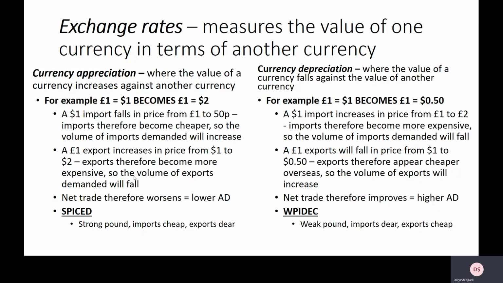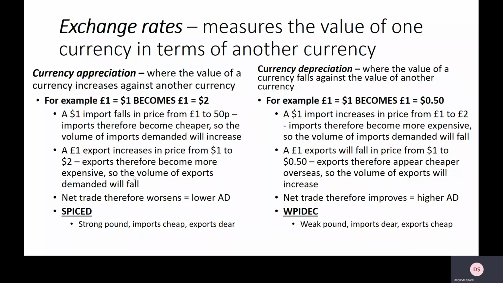Now, at the bottom of the page, you'll see the acronym SPICED. Strong pound, imports cheap, exports dear. If our currency gets stronger, it means that our imports are now cheaper to buy. And look at the example to work it out. If we used to buy a $1 import into our country, at the original exchange rate, it would cost £1 to buy. Under the new exchange rate of £1 equals $2, that $1 import will now only cost 50p. So that means the imports have become cheaper for people in Britain to buy.